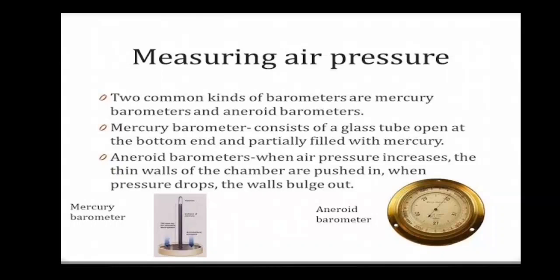Measuring air pressure. Air pressure is measured with a barometer. There are two kinds of barometers. They are the mercury barometer and the aneroid barometer. Mercury barometer consists of a glass tube open at the bottom end and partially filled with mercury. Aneroid barometer: when air pressure increases, the thin walls of the chamber are pushed in. When pressure drops, the walls bulge out.